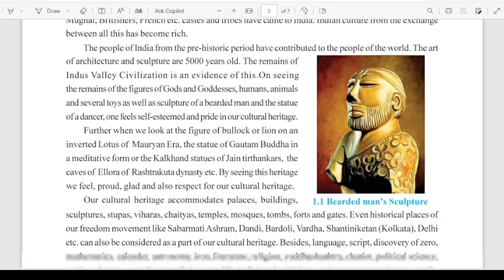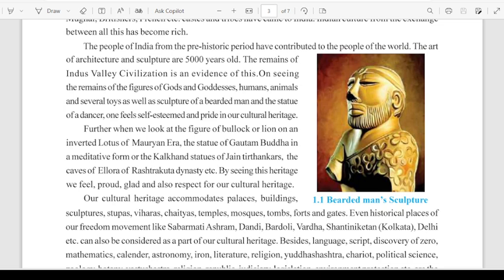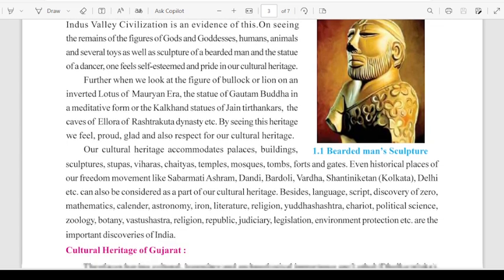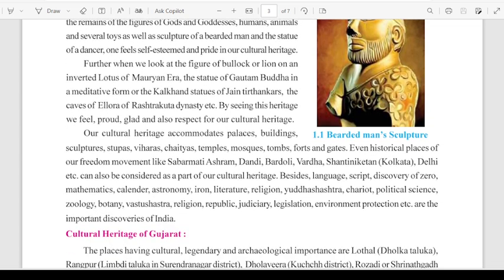Further, when we look at the figure of a bullock or lion on an inverted lotus of the Mauryan era, the statue of Gautam Buddha in a meditative form, the Kalkhand statues of Jain Tirthankars, the caves of Ellora of the Rashtrakuta dynasty, etc., by seeing this heritage we feel proud, glad and also respect for our cultural heritage. Our cultural heritage includes palaces, buildings, sculptures, stupas, viharas, chaityas, temples, mosques, tombs, forts, and gates. Even historical places of our freedom movement like Sabarmati Ashram, Dandi, Bardoli, Wardha, Shantiniketan, Kolkata, Delhi, etc. can be considered a part of our cultural heritage.